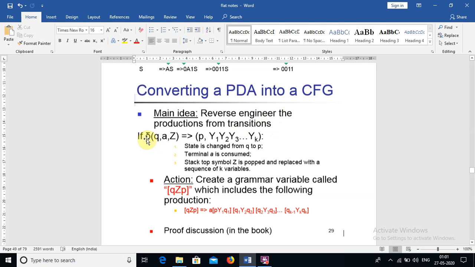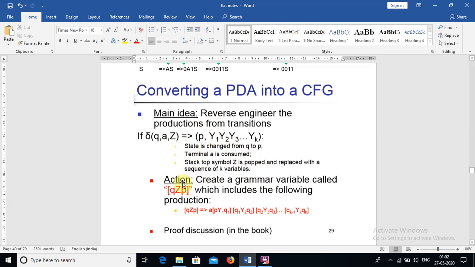So this is a production. Delta of Q, input symbol, stack variable, and state, and these are the new stack variables that are going to be pushed into the stack, right? These can be already existing variables, and they are going to be pushed into the stack, okay. So what is actually happening here, the state changes from Q to P, and terminal A is consumed, and finally we pop the Z from the stack, and we push the symbols Y1, Y2 and so on up to the K symbols into the stack, okay.